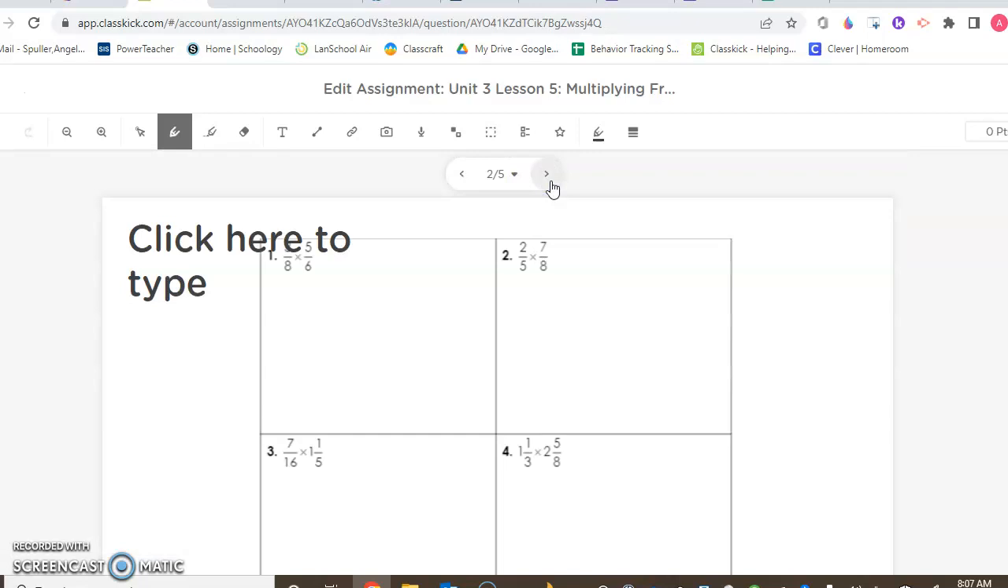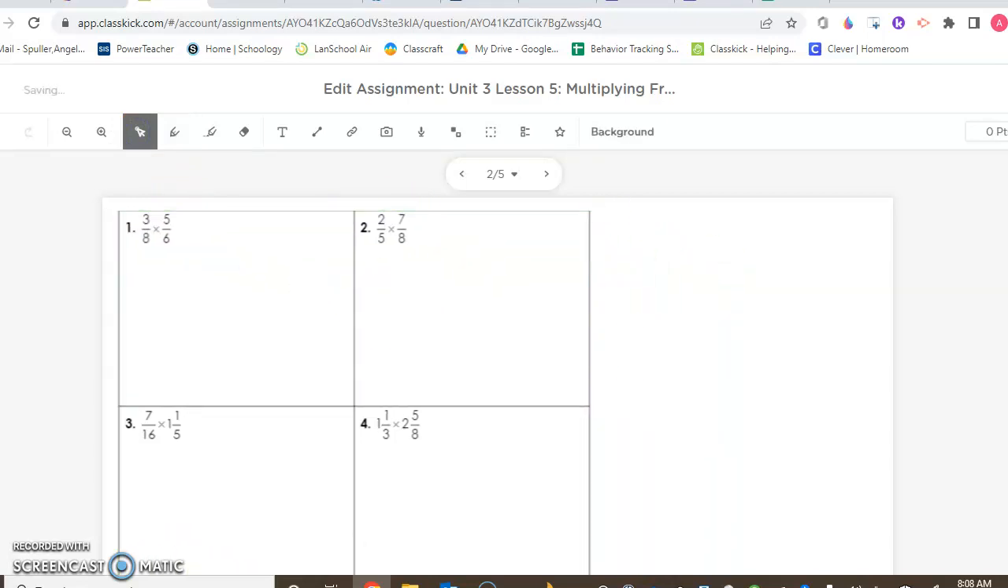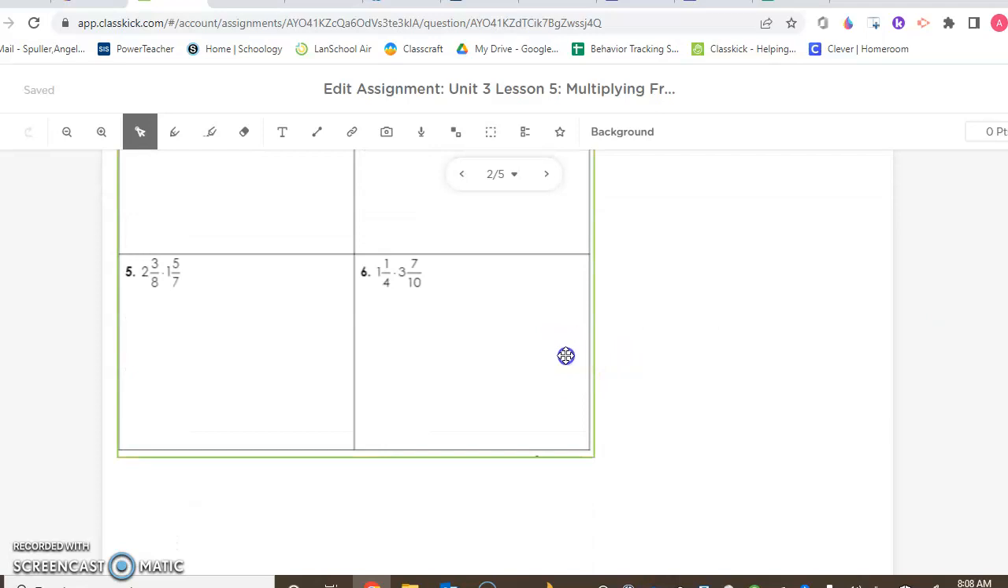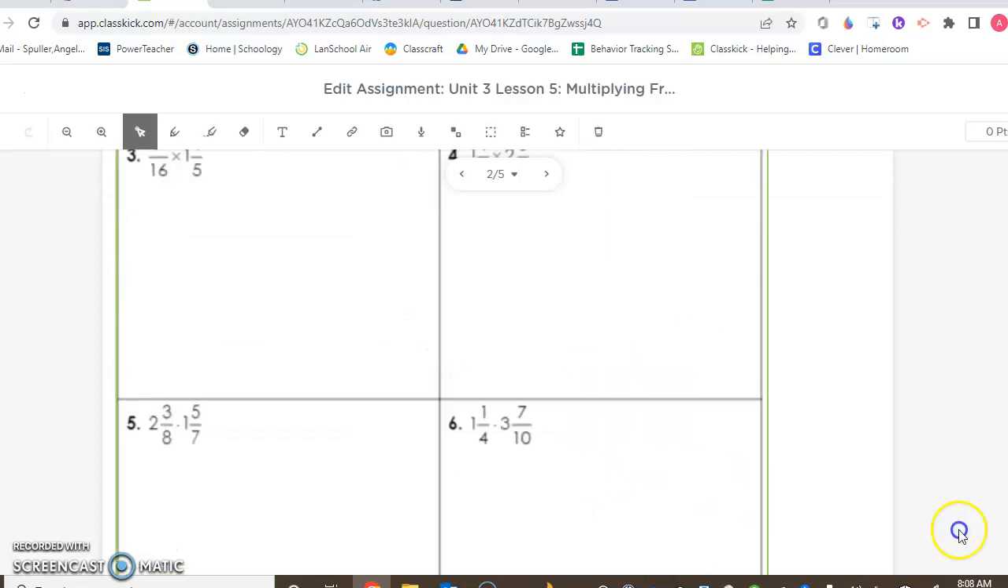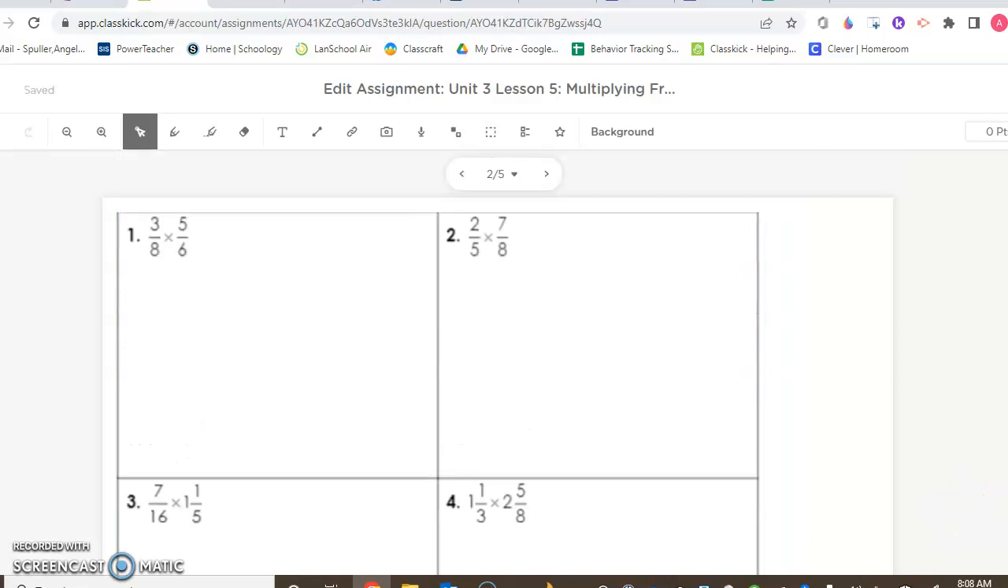All right, let's go. Ooh, Miss Oakley's got something in the way. Get this here. All right, let's practice this. I'm going to enlarge this real quick for us. Okay, so here we go.